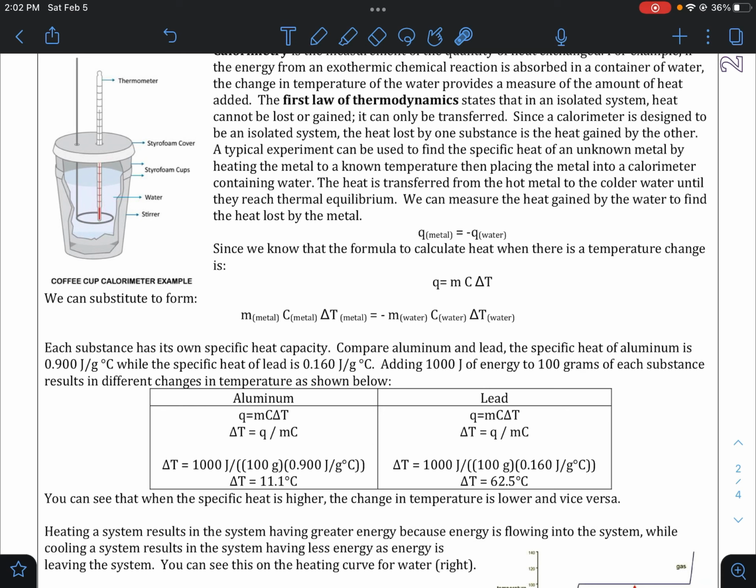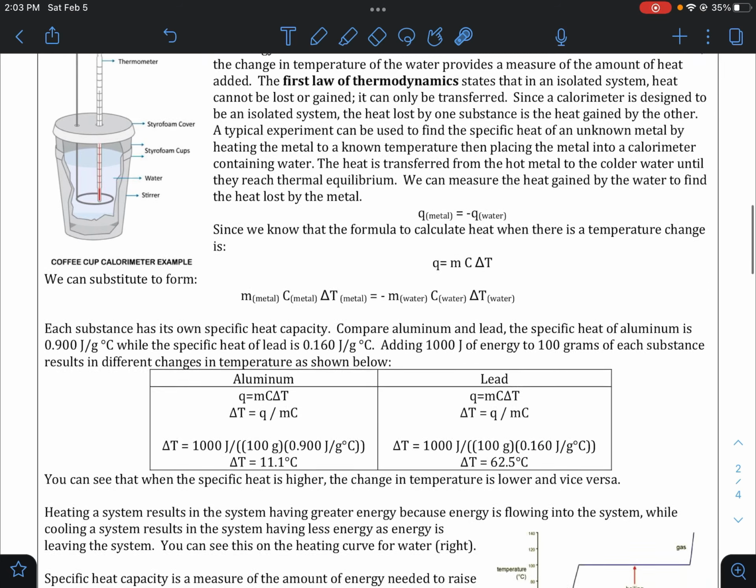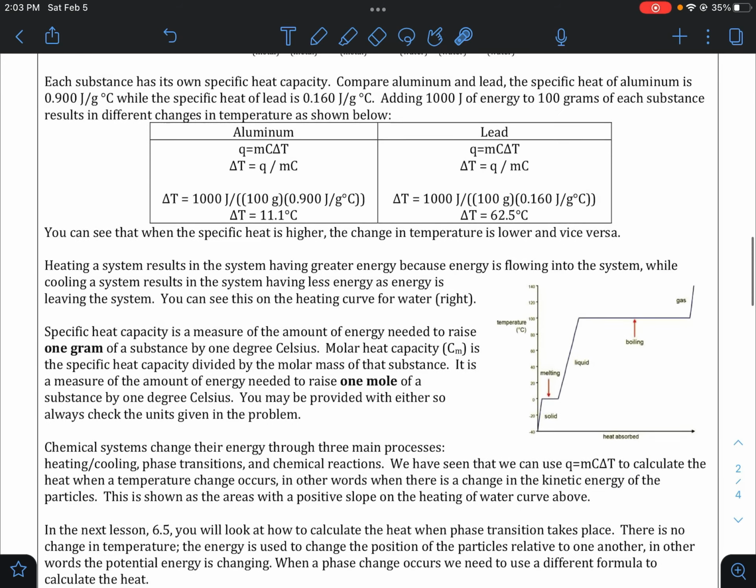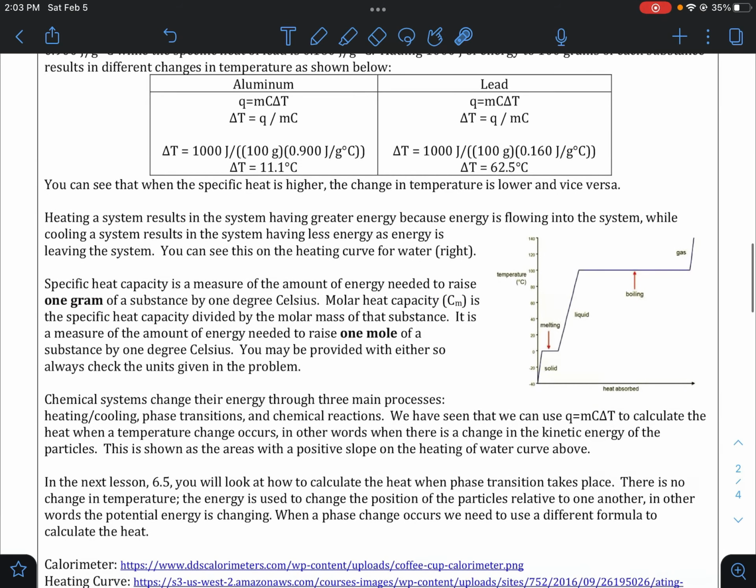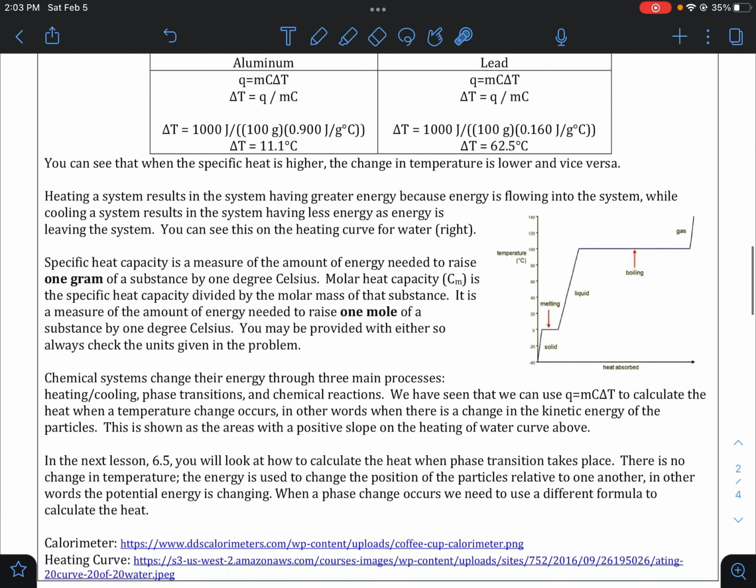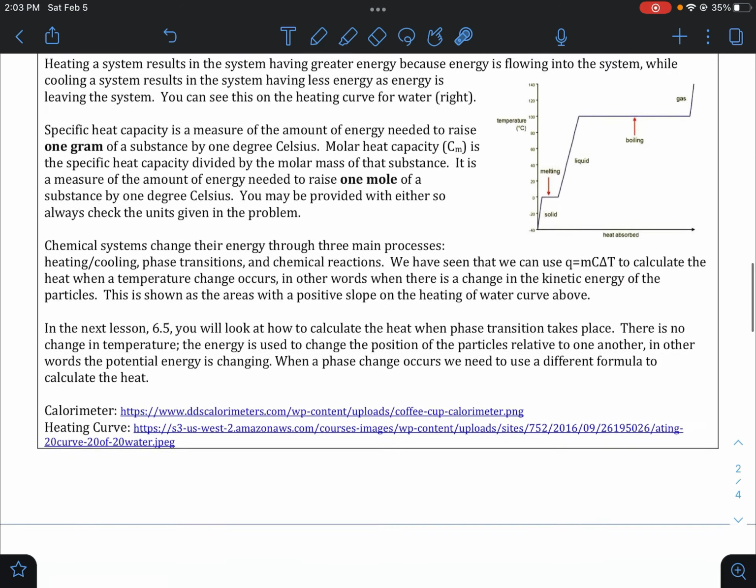So in this example, giving them the same heat and the same mass, the only thing that is different is the type of metal. Aluminum is going to have a change of 11 degrees, whereas lead is going to have a change of 62 degrees. So it is much easier to raise or lower the temperature of lead because of that specific heat capacity being so low. Again, it's the measure of energy needed to raise 1 gram of substance by 1 degree. And in later units, we're going to look at the chemical process of phase change, so we'll come back to this later.